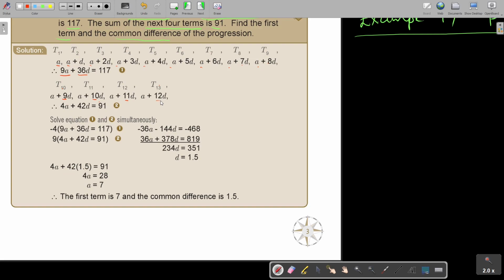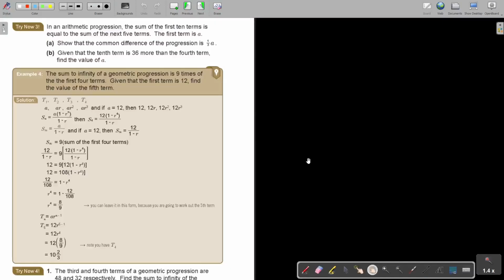And now I just solve them simultaneously. So I don't simplify, I just multiply by 4 and I multiply by 9. And I get my value of d is 1.5. And I substitute it in one of the equations. I think in 2 I substitute there. As I said, sometimes unnecessary mistakes are your biggest problem. So to write it just quickly out and then to do that substitution and then get that A is 7. So the first term is 7 and the common difference is 1.5.